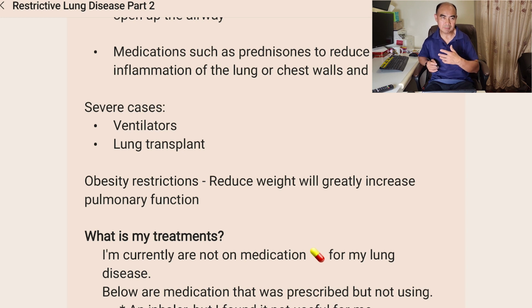In severe cases, regardless of whether it's obstructive or restrictive, oxygen therapy is probably the way to go. And in very, very severe cases where the lung is almost failing, you have to be put on a ventilator, or if you're younger, you'd probably be in line for a lung transplant, and that's the end stage of where the lung disease would go.